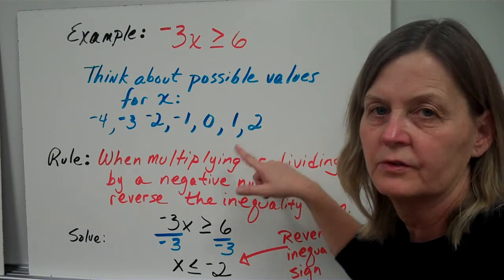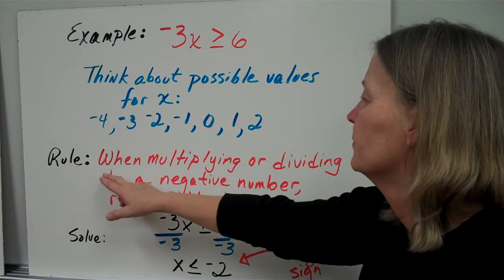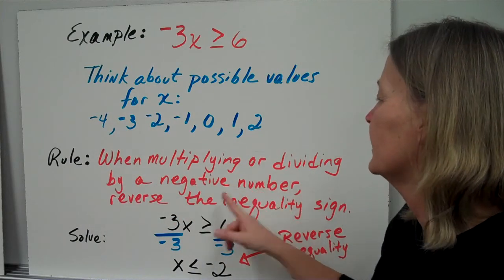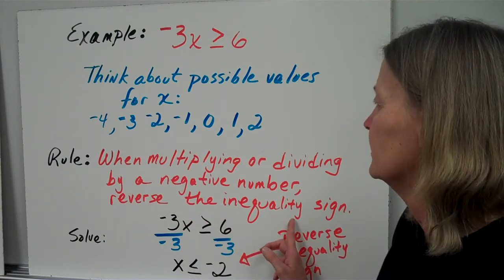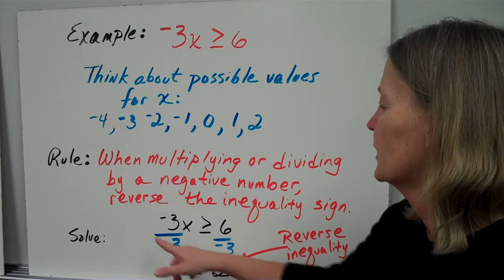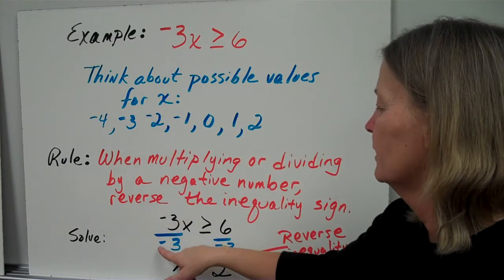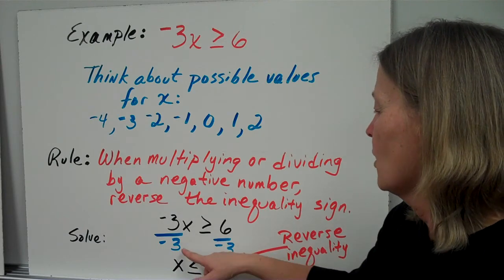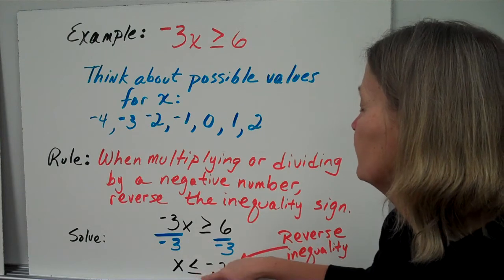Now there's a rule I want you to keep in mind before I go on to the next example. When multiplying or dividing by a negative number, you need to reverse the inequality sign. Here's what happens. Taking that same problem, we're going to divide by -3. And here I did that. When you do that, dividing by -3, we need to reverse the sign.